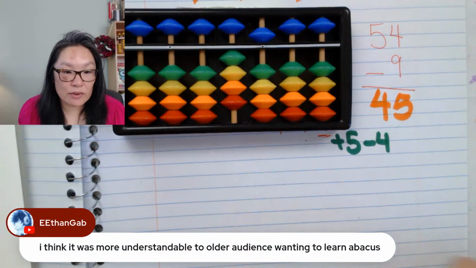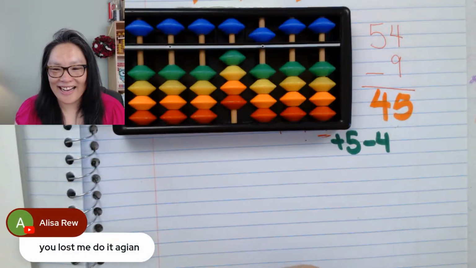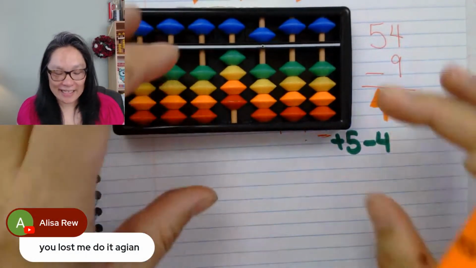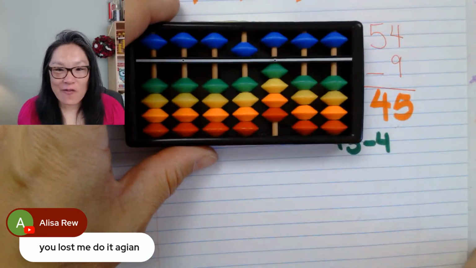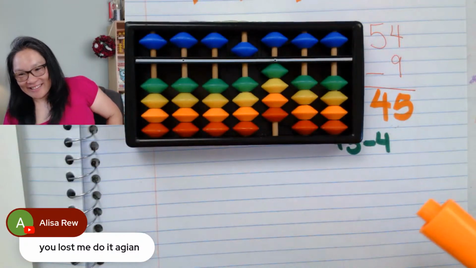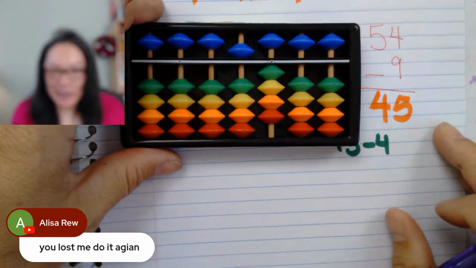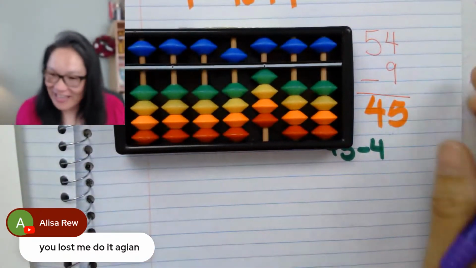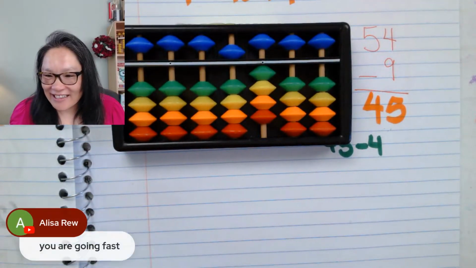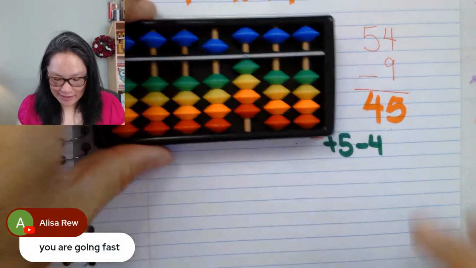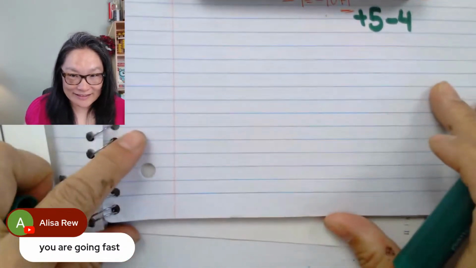I think it's more understandable to an older audience wanting to learn abacus. You lost me. Do it again. That one, 54. I was going too fast. I apologize. I just find it fascinating. It's just fascinating to me. Okay. Sorry, let me give you more paper, more room.